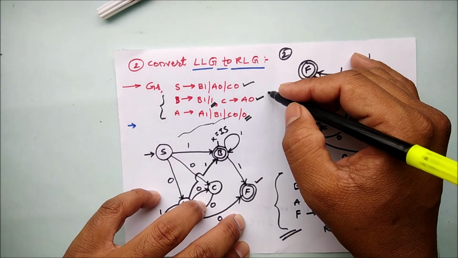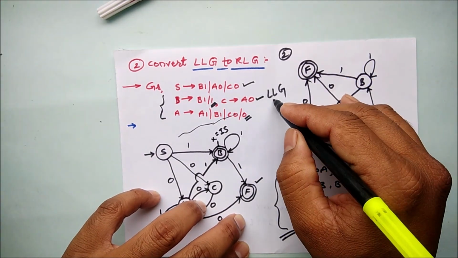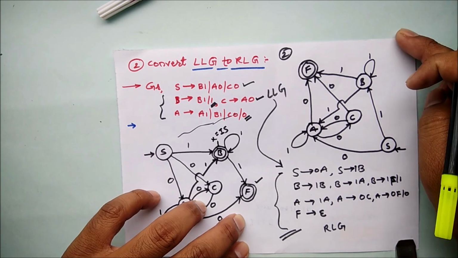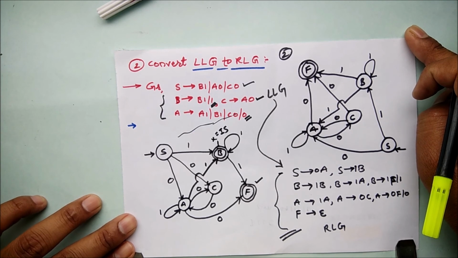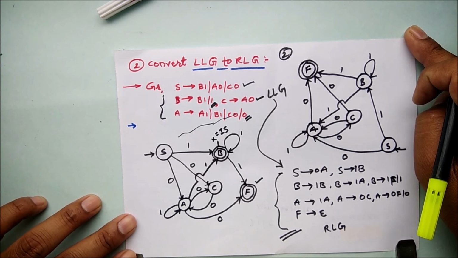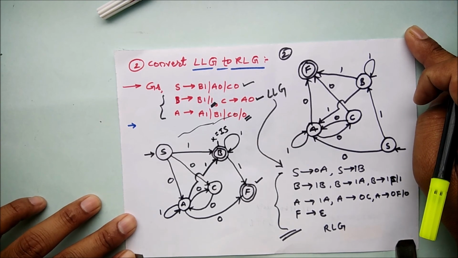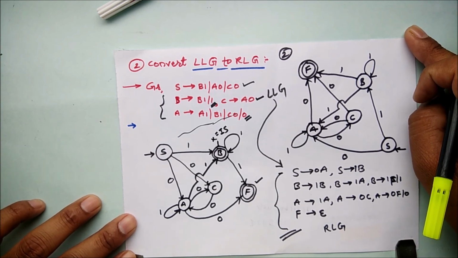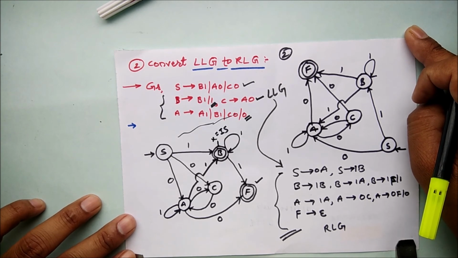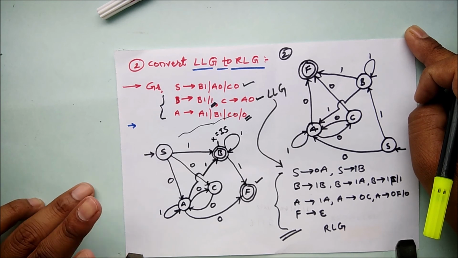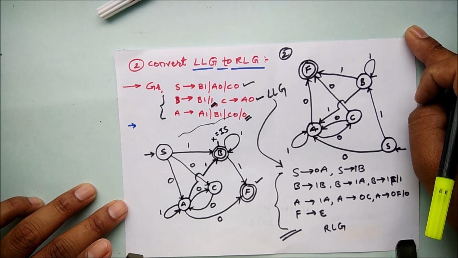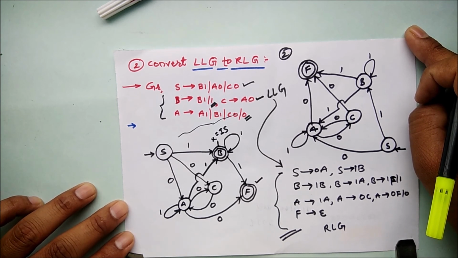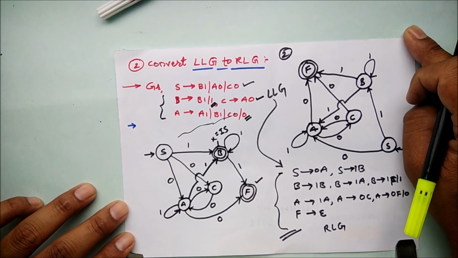So this was our LLG, and from the LLG we have converted into the RLG successfully. So in this way we can convert LLG into RLG. I hope you people have understood this, and these are very simple steps, my dear friends. This is a very simple conversion process that includes FA to LLG and LLG to FA, and in the last we have seen LLG to RLG also.